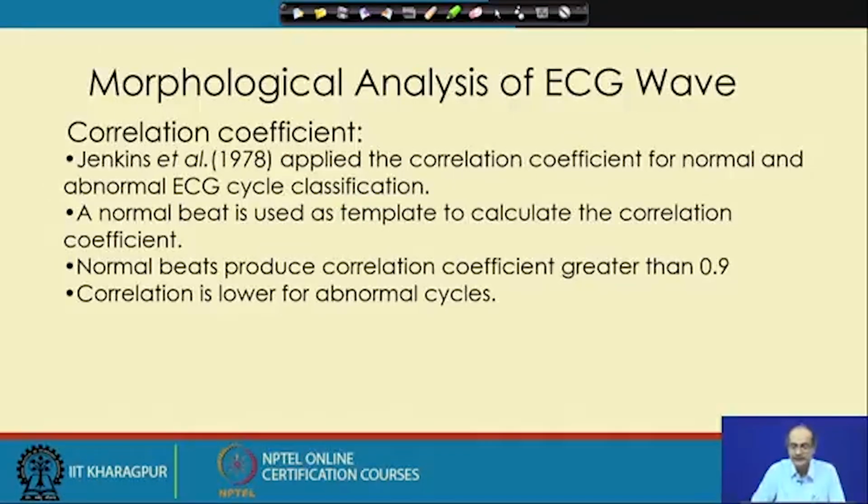In 1978 proposed that if we take a normal beat as a template and calculate the correlation coefficient with the help of that template for both the normal and the abnormal ECG cycle, what we will get for the normal ECG signal, the correlation coefficient would be very high. So, according to his experiment, the value would be more than 0.9. On the other hand, the correlation would be much lower for the abnormal cycles.